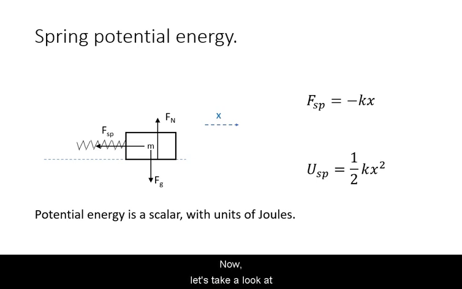Now let's take a look at the energy treatment of elastic deformation. In summary, a spring obeying Hooke's law will be associated with a potential energy equal to 1/2 kx². The units of energy, as always, are joules.